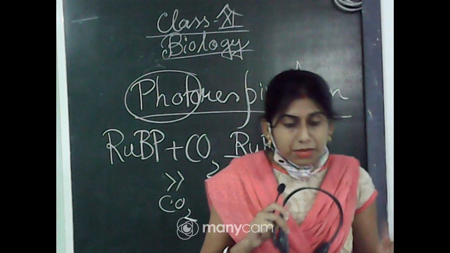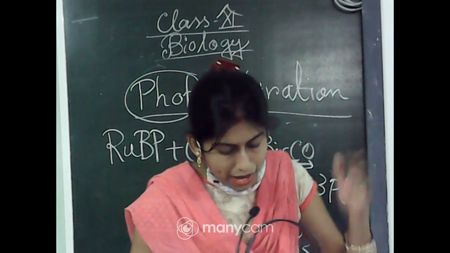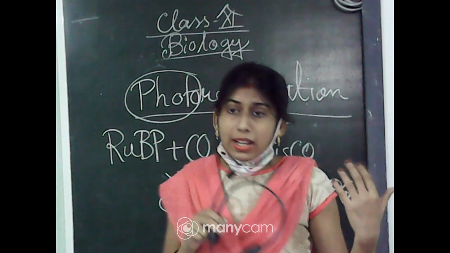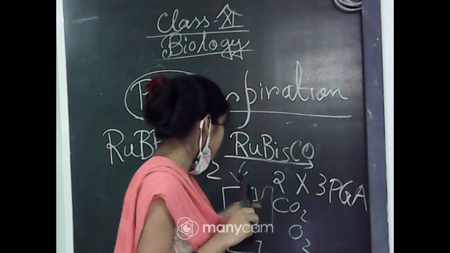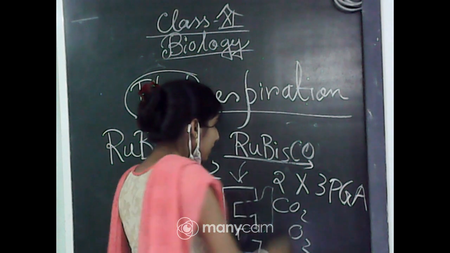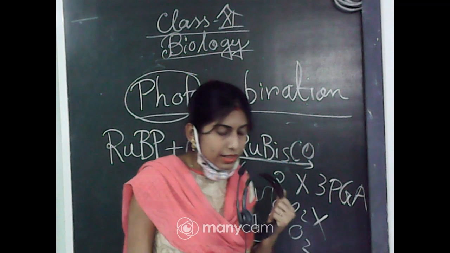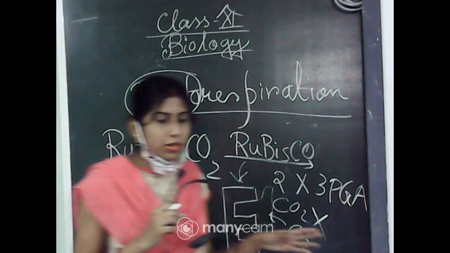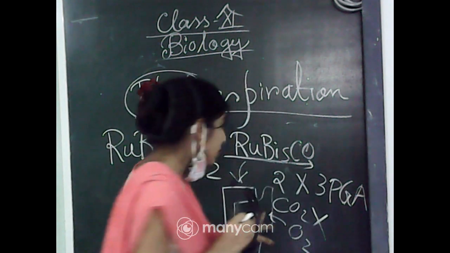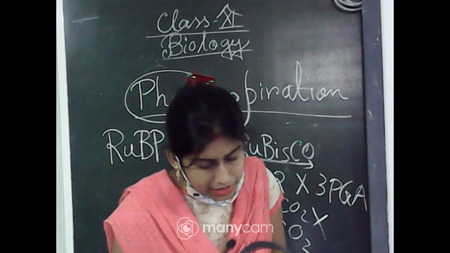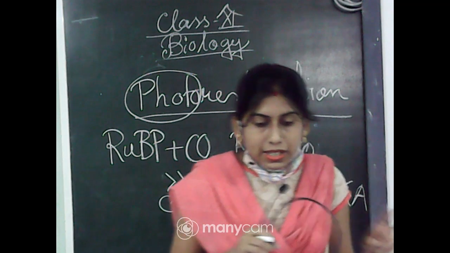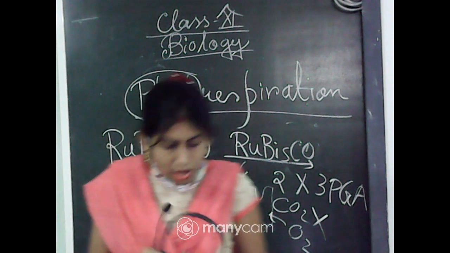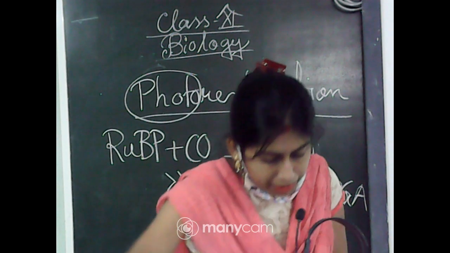Now, in some C3 plants, what happens? Oxygen binds with the Rubisco, and hence CO2 fixation is decreased. If the active site is occupied by the oxygen, then CO2 will not be able to bind with the active site. Then the fixation of carbon dioxide will not take place. So, it can be found mainly in the C3 plants. What happens in the C3 plants? Oxygen binds with the Rubisco and carbon dioxide fixation will be decreased.